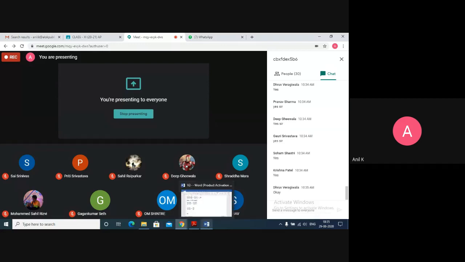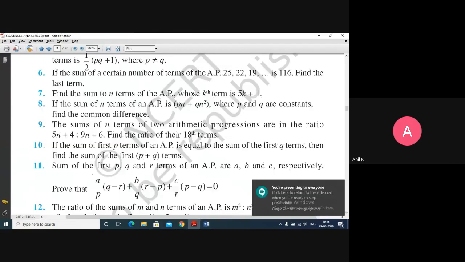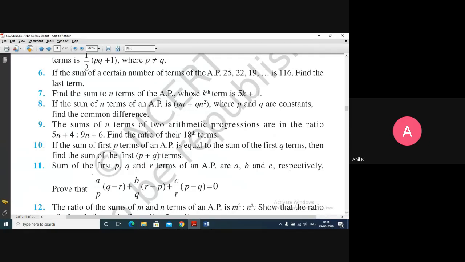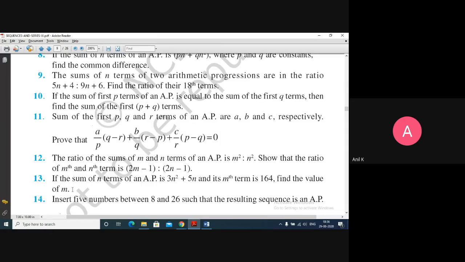After getting the a value or d value, after knowing the d value, what you have to find is SP plus Q, the sum of the first p plus q terms. You write p plus q upon 2 into 2a plus p plus q minus 1 into d. In place of the d value, you replace what you got from the equation SP equals SQ. Then you'll get the final answer. Try out the 10th question. If not getting, then tomorrow definitely I'll discuss.